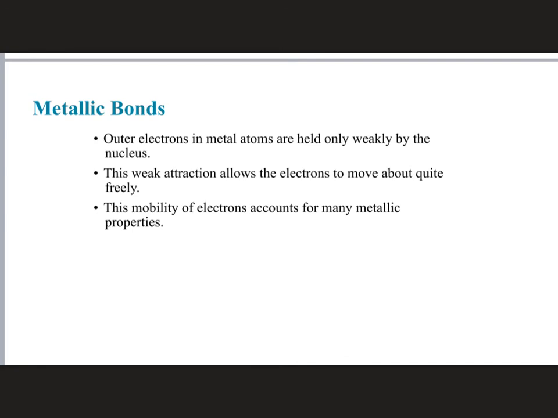So here's sort of a review of some of the features of metallic bonds. The outer electrons in metal atoms are held only weakly by the nucleus. That's why they're free to move from one atom to the next. This weak attraction allows the electrons to move quite freely. This mobility of electrons accounts for many metallic properties, such as the fact that they're good conductors of electricity. By the way, it's also part of the reason why metals are such good conductors of heat as well.